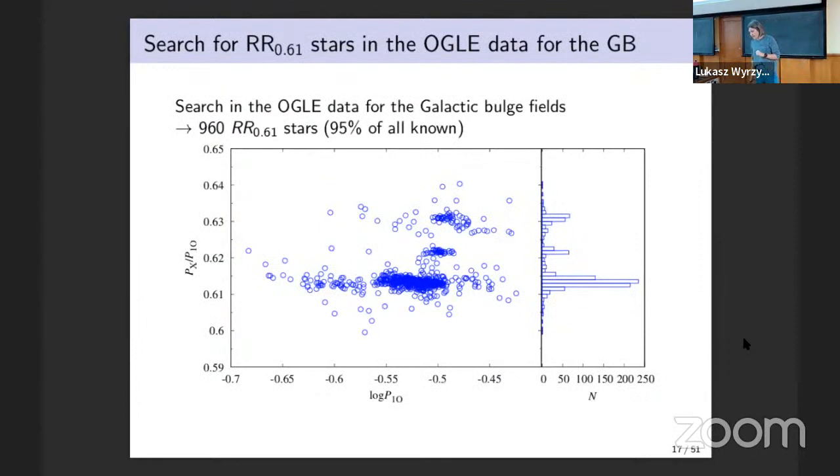Okay, so I used the OGLE data for the galactic bulge to search for those 0.61 Lyra stars, and I found nearly 1,000 such stars, which is a very nice sample. And here we can see the zoom into the Petersen diagram for this group. Very nicely we see those three sequences at 0.61, 0.62, and 0.63, where the lowest sequence is the most populated one. On the right panel is the distribution of period ratios, so we can see that they are very nicely separated.